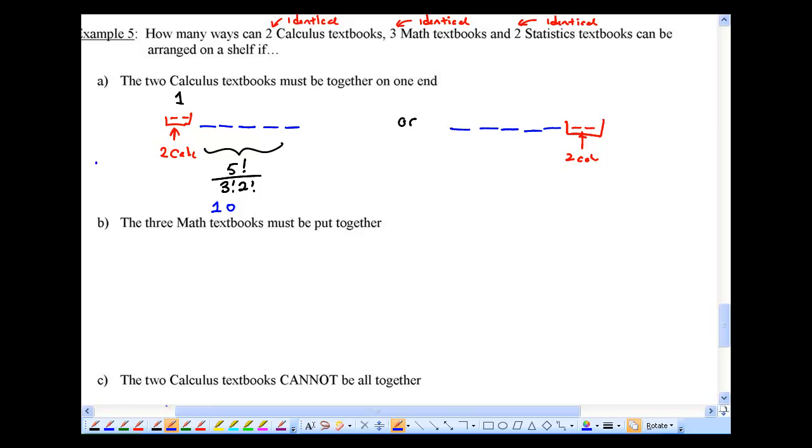Okay. Well, doing the same thing over here, 5 books, 3 factorial, 2 factorial. Let's see, 5 times 4 times 3 times 2 times 1, 3 times 2 times 1, 5 times 4 is 20. Yep, same idea. Still 10. So 10 in one way, or 10 another way. So how many ways in total? Or means just adding. We're talking about the combination, so 20 different ways.